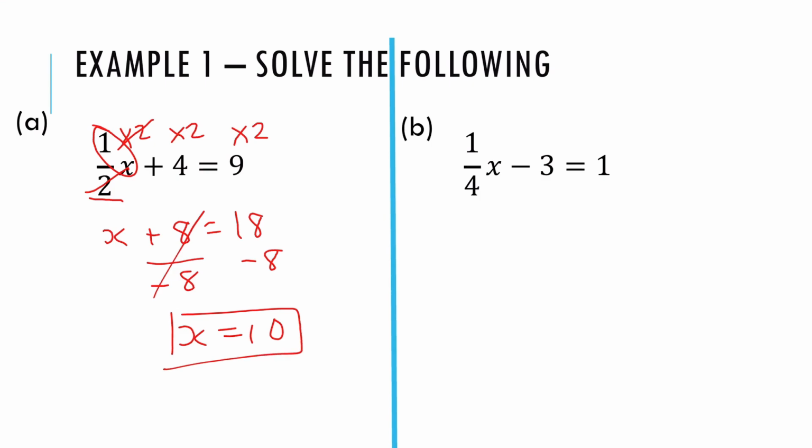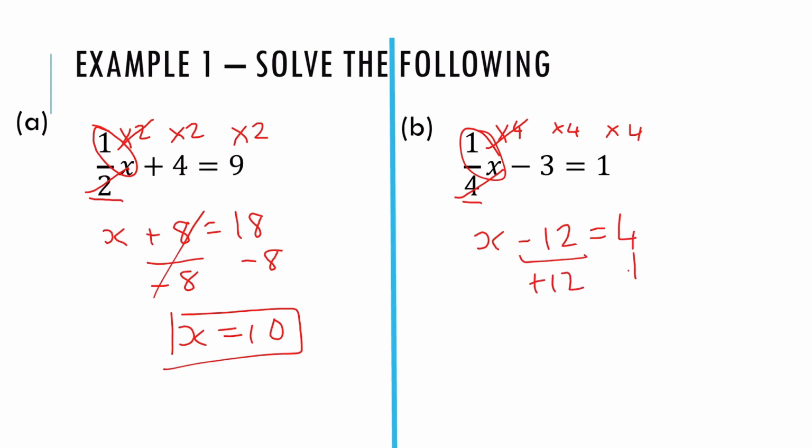In part B, our fraction is a quarter. So we want to multiply throughout by the denominator of 4. Times 4 and divide by 4 are opposites. They will cancel out. That leaves us with 1x, we don't need to show the 1. 4 3's are 12, so we've got negative 12, and 4 1's are 4. The opposite of subtracting 12 is adding 12, so we're going to add 12 to either side, which leaves me with x equals 16.